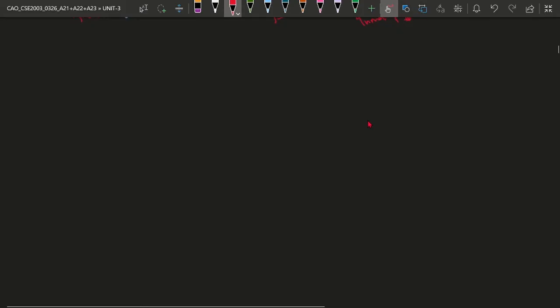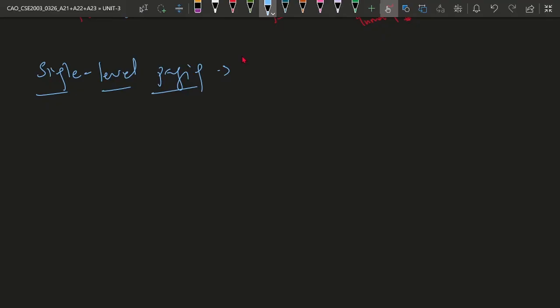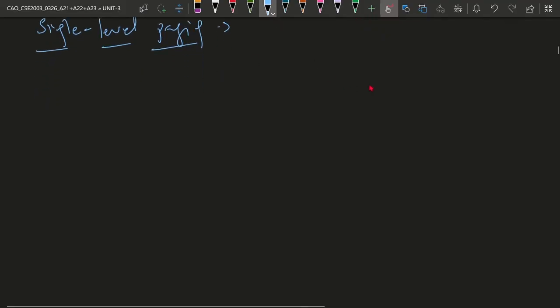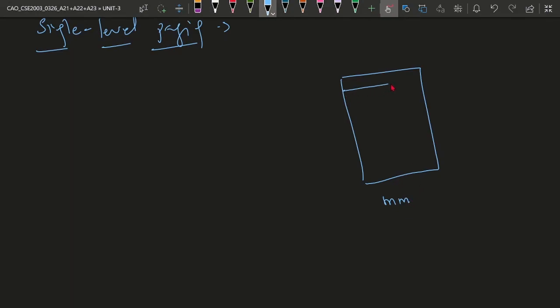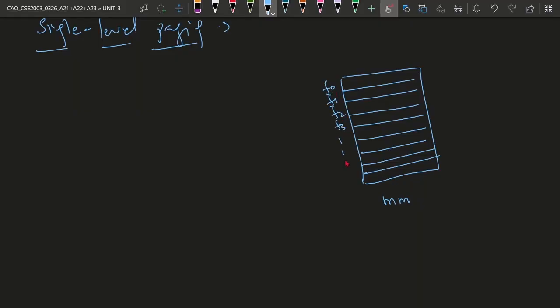So we will start with the basic paging concept, single level paging. This is the main memory. The main memory will be divided into different sections, which are called frames. So this is frame 0, this is frame 1, frame 2, frame 3, and so on.